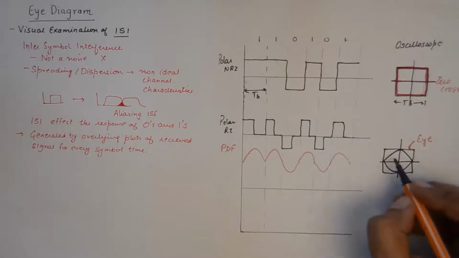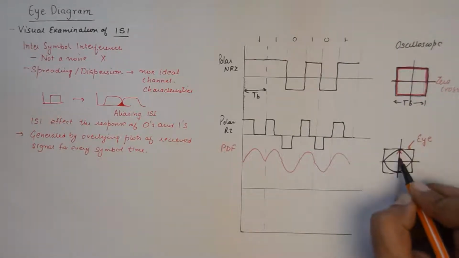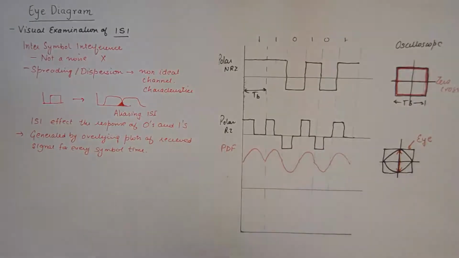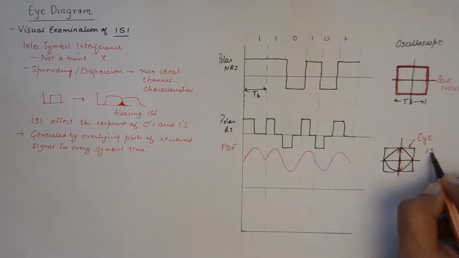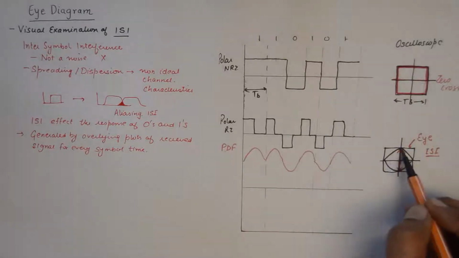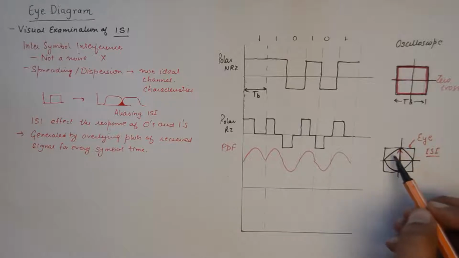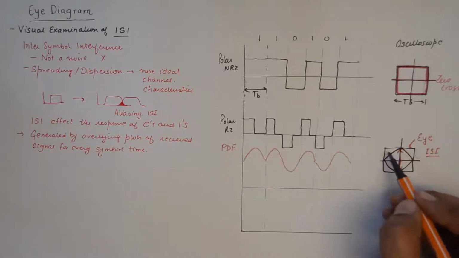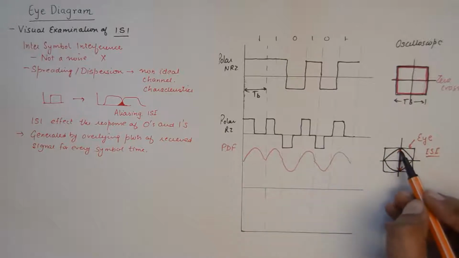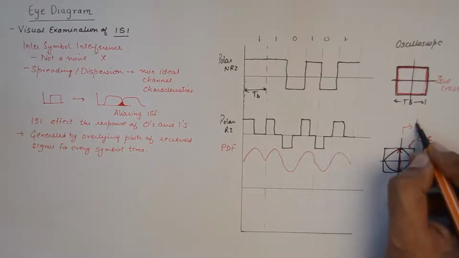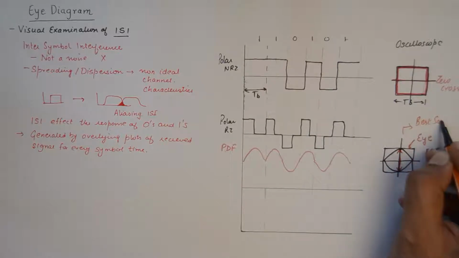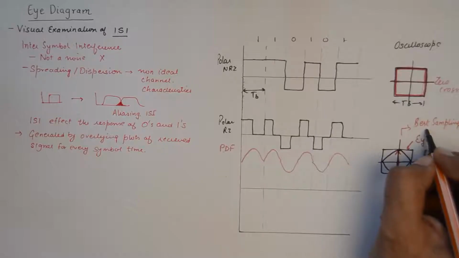And the opening of the eye, which is this distance, shows how much ISI, how much intersymbol interference is there. Now in this case the eye is fully opened, because a 1 on the pulse will take you to the maximum amplitude of the 1 at this interval, which is known as the best sampling instant.